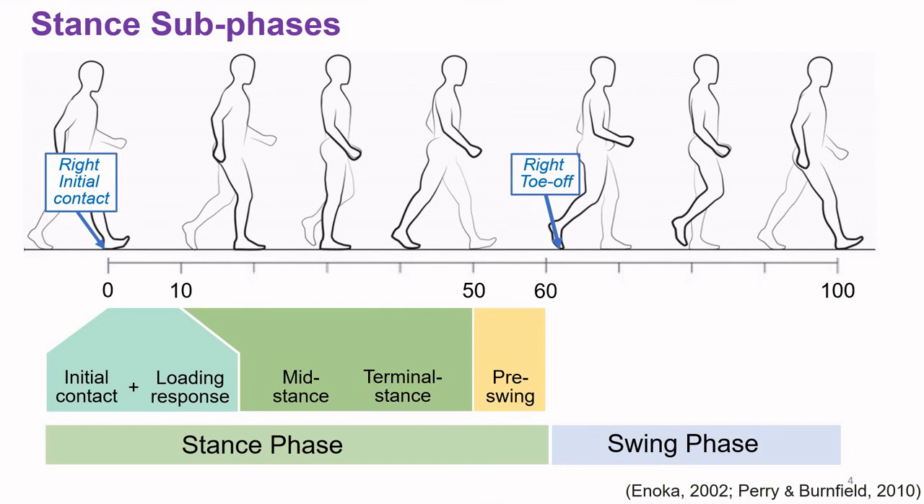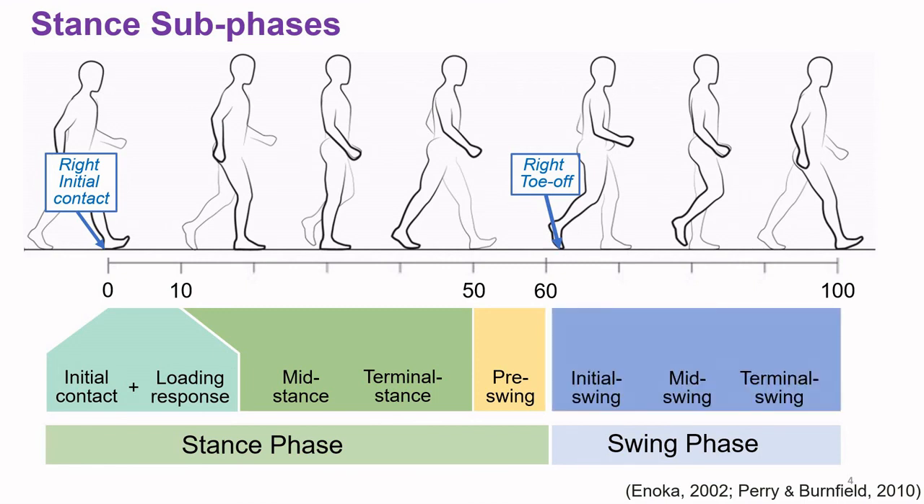Next we have pre-swing. In pre-swing the foot is still on the ground. Notice that we are still in stance phase though. But what we're seeing here is that the foot is starting to move to posture itself towards going into a swing. Next we have the initial, mid and terminal phases of leg swing.